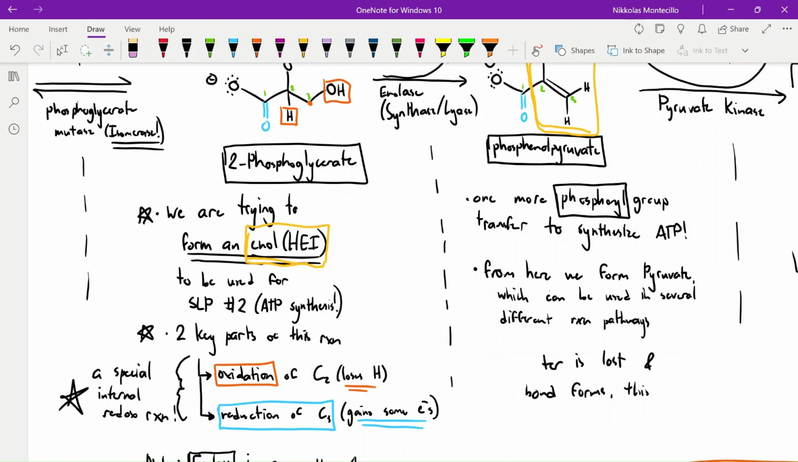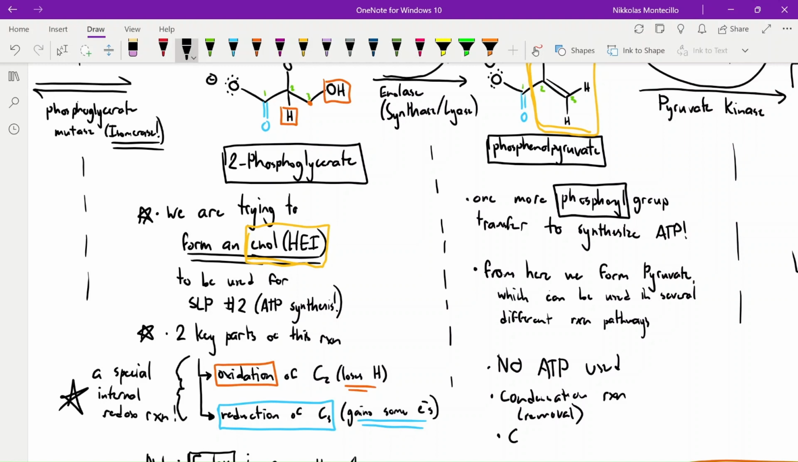Another key detail about this, actually there's one more very important thing that we should understand, is that there's no ATP used. So sorry, I made a mistake. It's not a ligase that's used, it's a synthase. There's no ATP used. So we see here that there's a condensation reaction. There's no ATP used, and there's a bond formation. Therefore, this is a synthase.